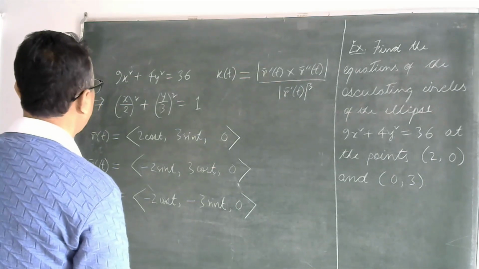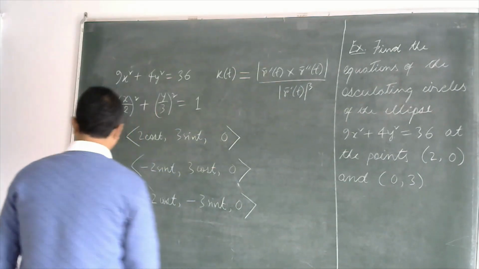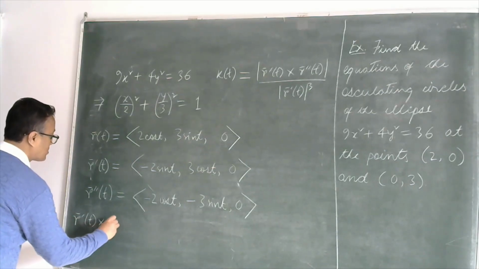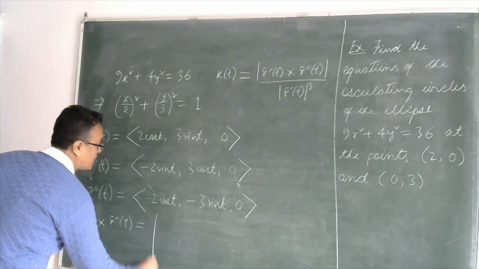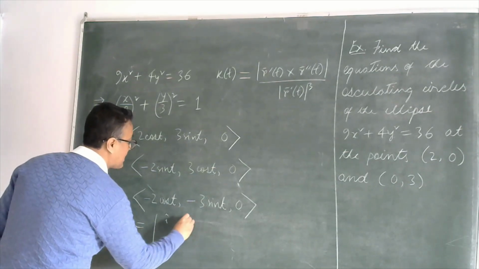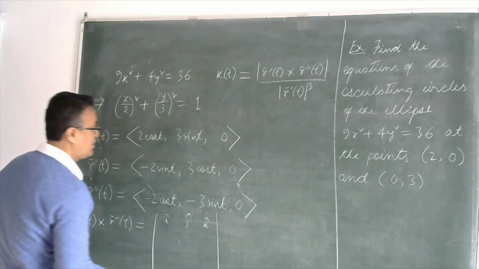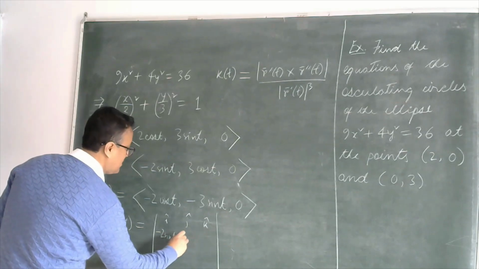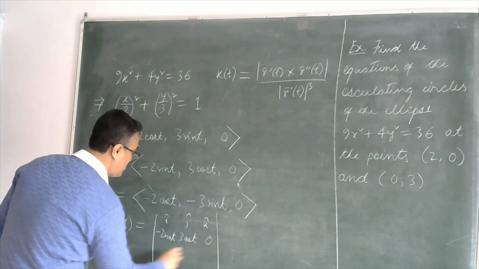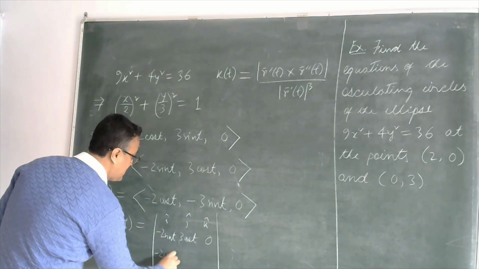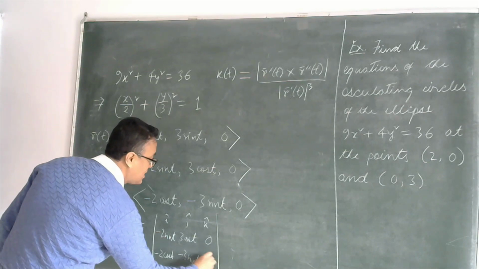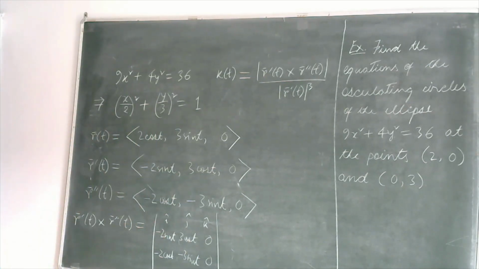Now if I want to find r prime t cross r double prime t, you can see that this will simply be the determinant with i, j, k, then minus 2 sin t, 3 cos t, 0, and minus 2 cos t, minus 3 sin t, 0. Okay, let it be like this for now.